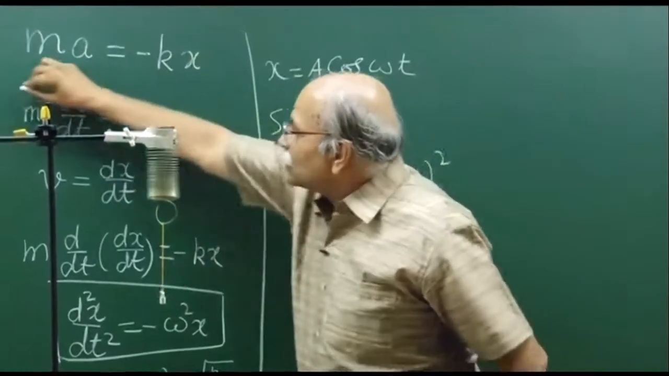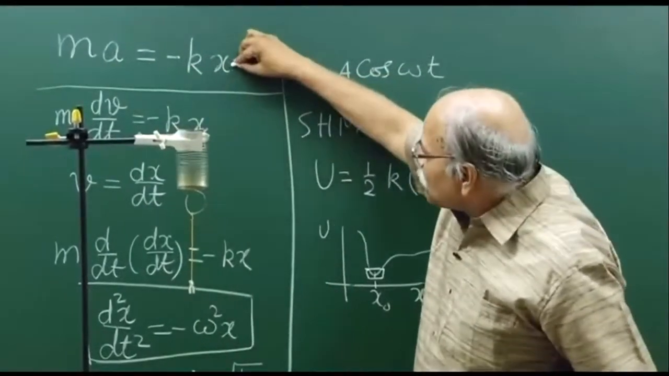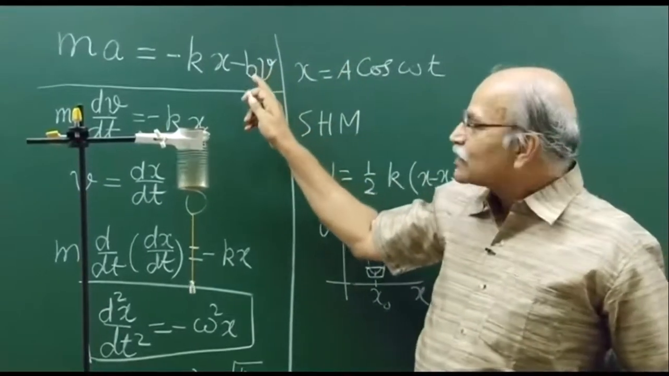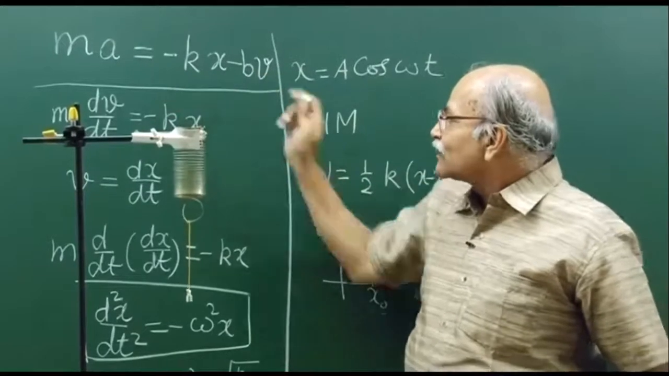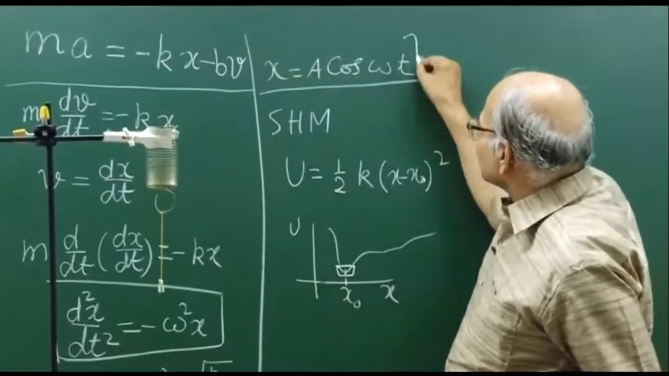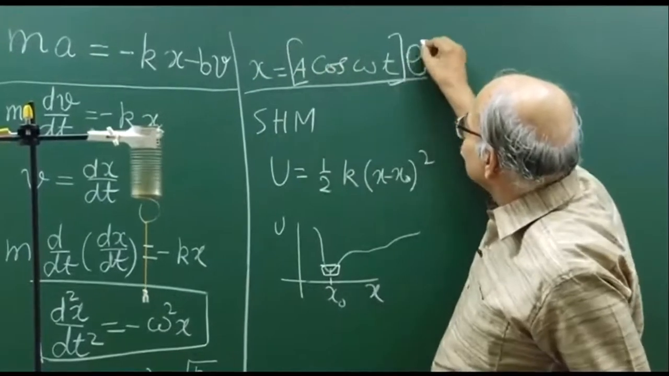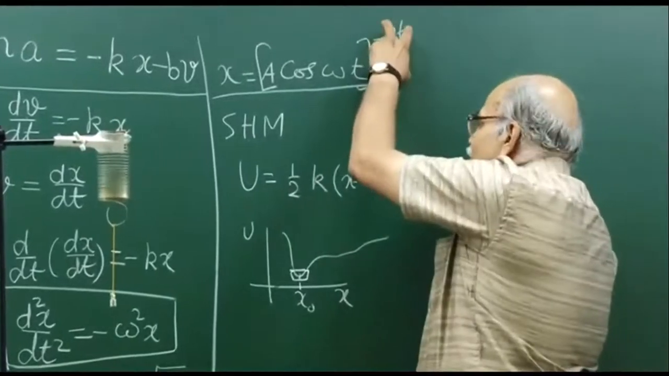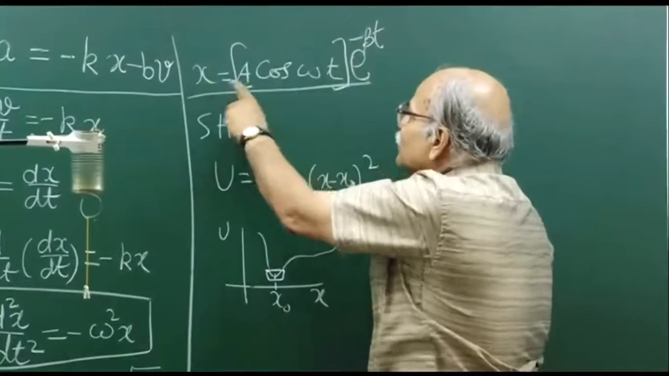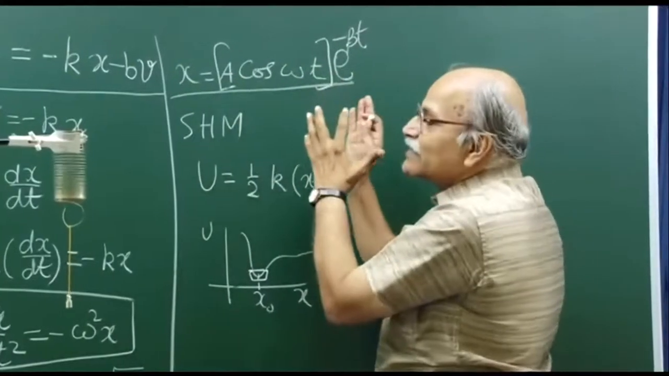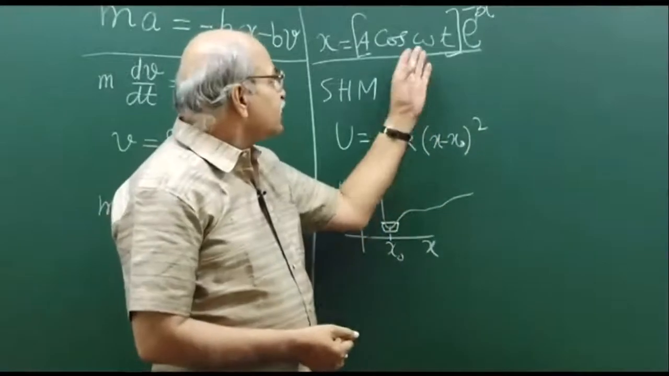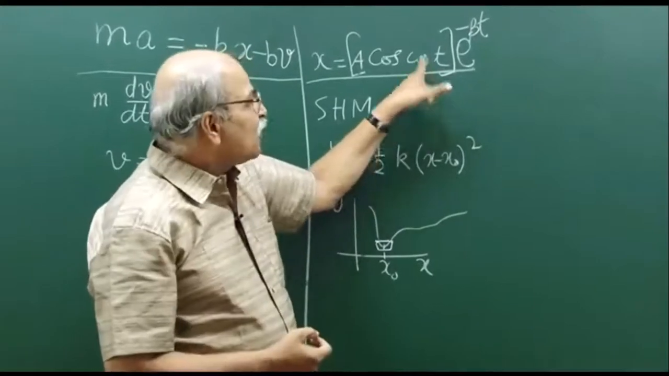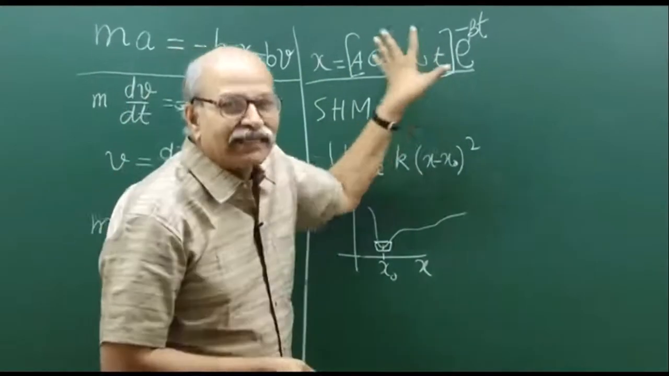One is that you add a term minus some constant times velocity. Quite often, this resistive force is proportional to velocity. So, you can add that. And if you add that, then this changes. How does it change? Some kind of exponential, e to the minus beta t type factor comes here, and then your amplitude will be continuously decreasing. Actually, there is some approximation involved. The frequency will be slightly changed, but for small damping, it's almost the same. So we'll go by that.